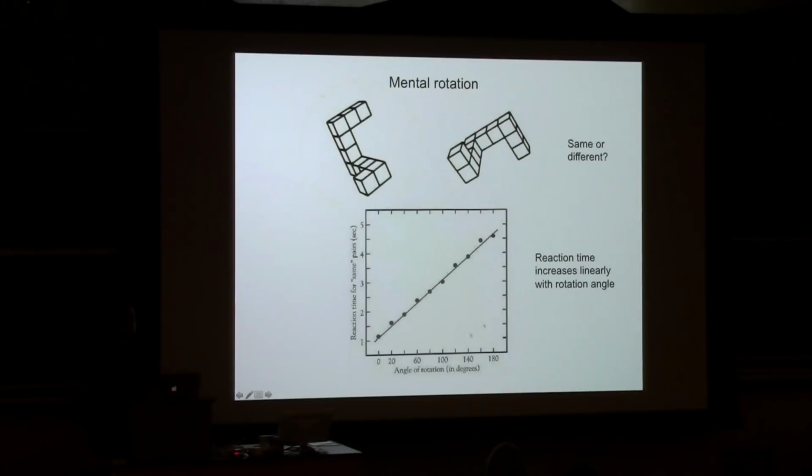Okay, when you do this kind of experiment with people, this is a reaction time: how long does it take you to say whether they are the same or different? This is the angle of difference, meaning how much I need to rotate one object to look the same as the other one. When they are very close, you can see very easily. If the angle is 0, you are very fast at seeing the same or not.